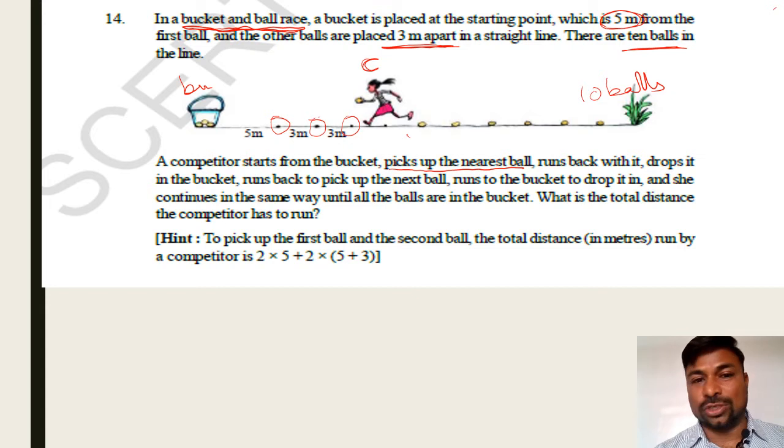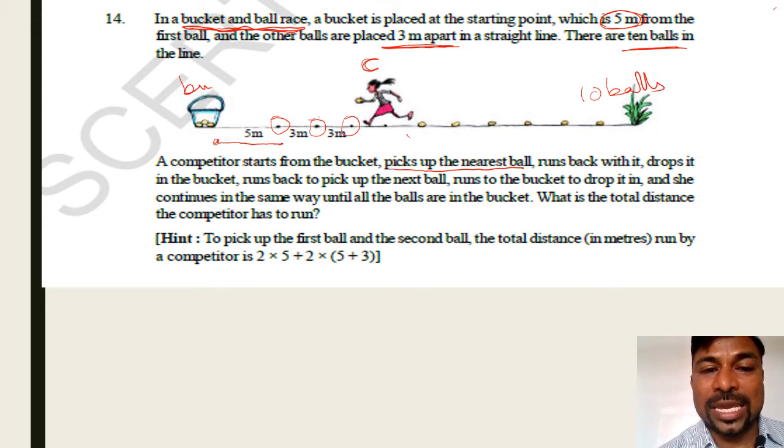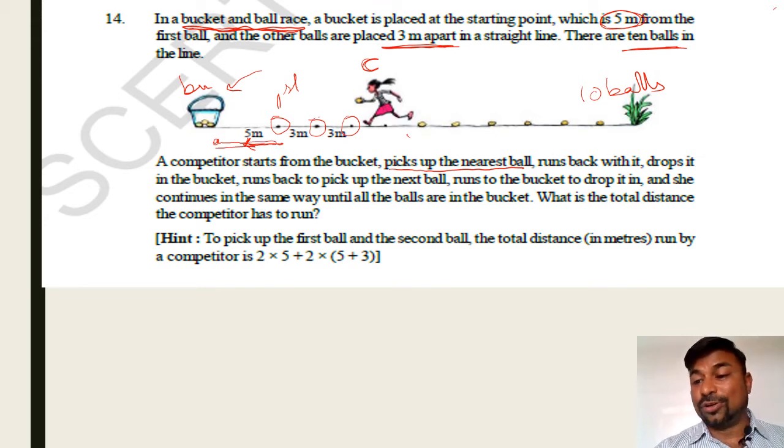So what is she doing? First, she started near the bucket. She ran for the first ball, and again she went back and dropped it in the bucket. She picked the first ball and dropped it. So here the tricky part is she went for 5 meters, and again she ran for 5 meters, totally 10. That we have to remember.